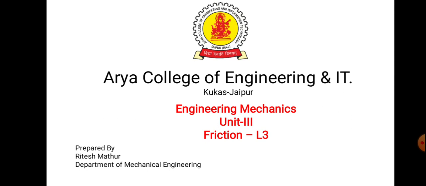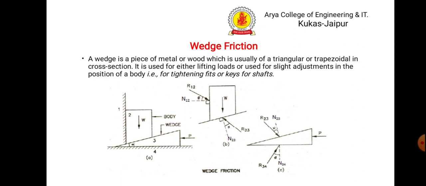In this lecture, we will discuss the first application of friction, that is your wedge. So, what do you mean by a wedge? It is nothing but a piece of metal or wood which is usually of triangular or trapezoidal cross section. It is used for either lifting loads or for slight adjustments in the position of a body, that is, for tightening fits or keys of shaft.